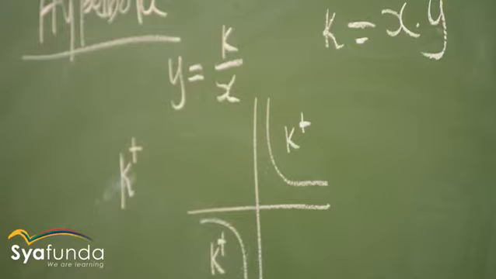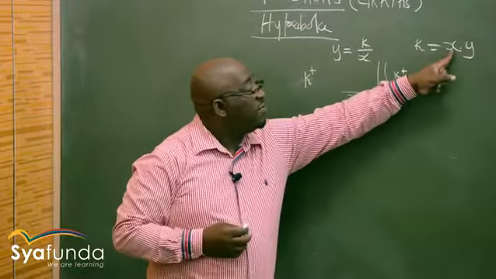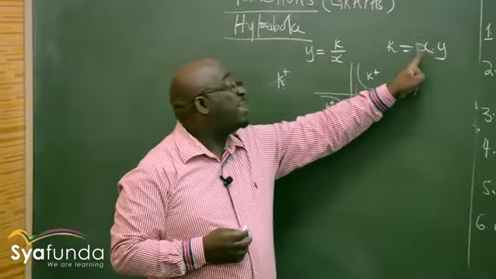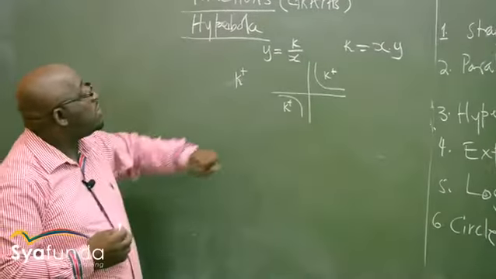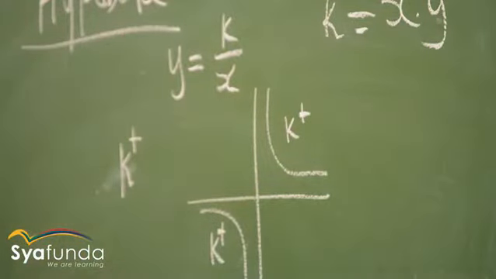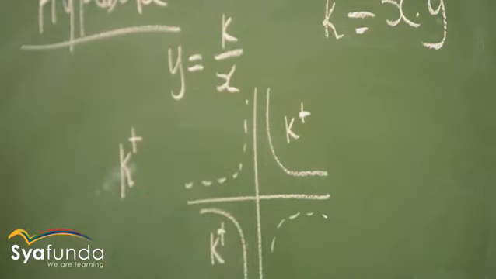Why is it also positive on the third quadrant? Let's look at this one. How is x here? X is negative. And how is y here? And y will be negative. And what is negative times negative? It will give us positive. That is why we say if k is positive, the graph will be in these two quadrants. The very same way, if it is negative, it will be in these two quadrants, in that way.